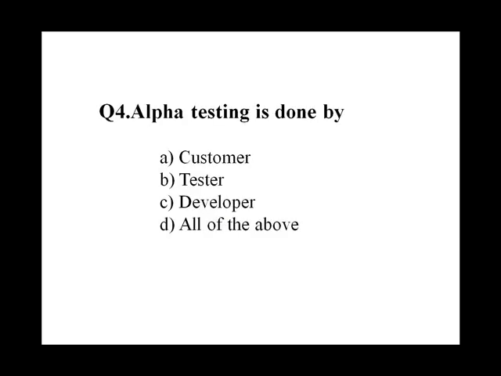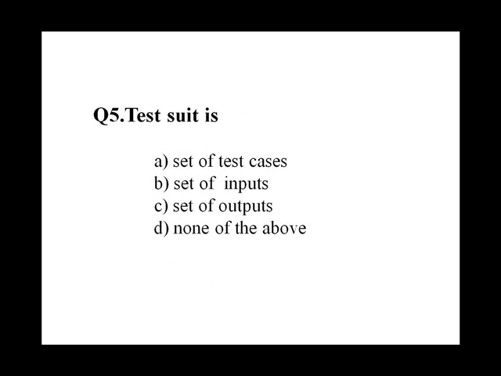Next question. Alpha testing is done by. The options are customer, tester, developer, all of the above. The correct option is tester. Next question. Test suite is. The options are set of test cases, set of inputs, set of outputs, none of the above. The correct answer is the first one, set of test cases.